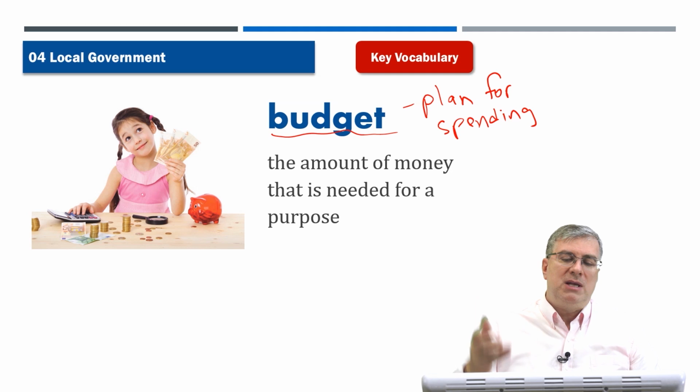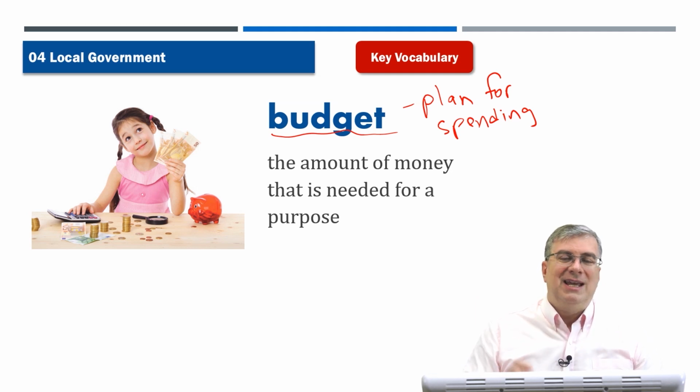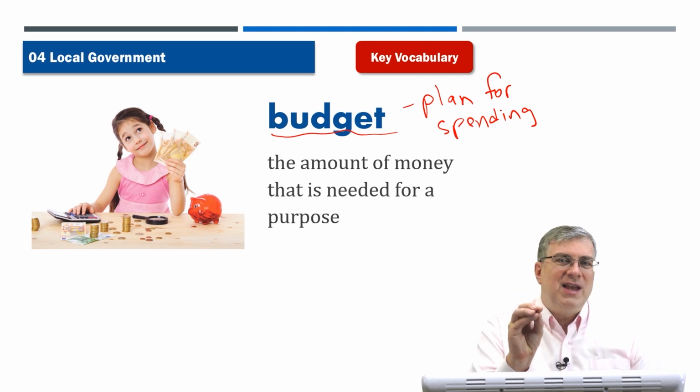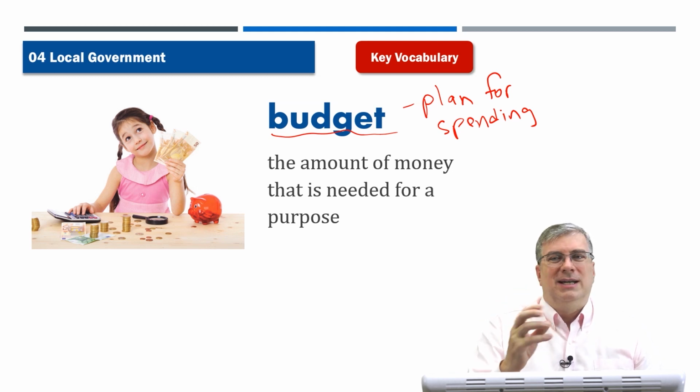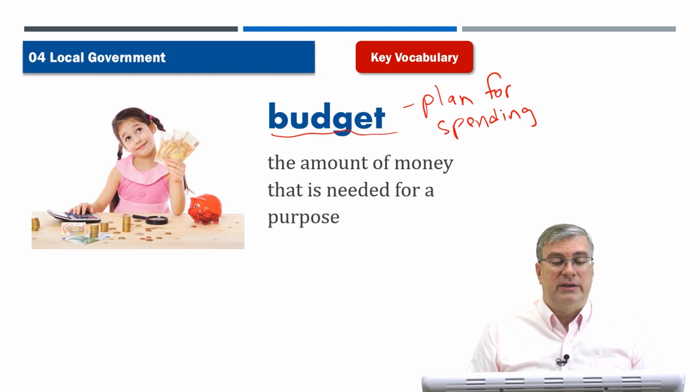It can also be used for the amount of money that is needed for a purpose. So you could say a new car will not fit into our budget. It's not correct according to our plan. Okay, so budget. Be careful spending your money. Make a good budget.